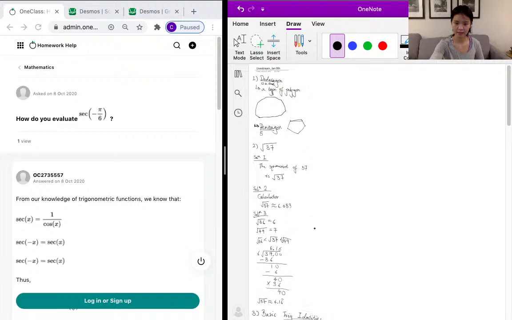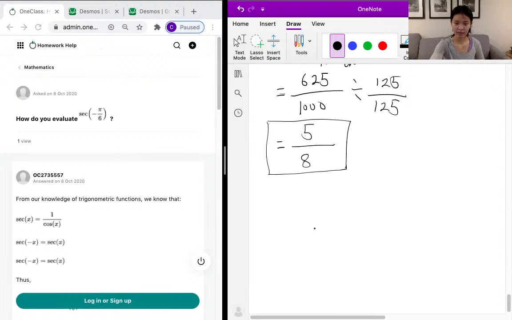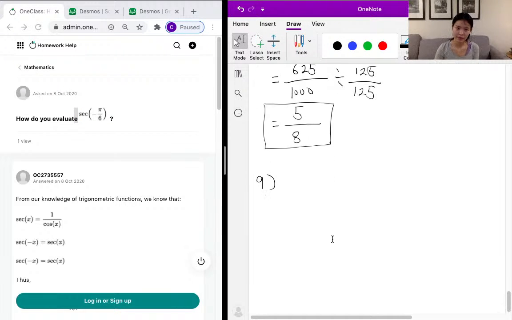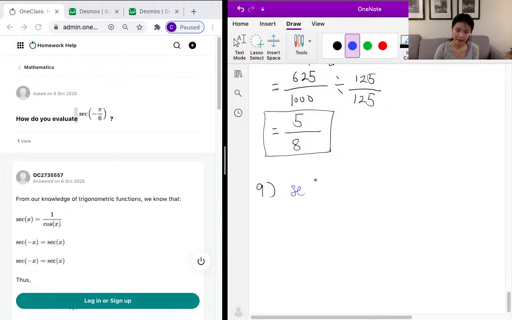Nice. Okay, our next problem is the secant of negative pi over 6. It's asking us for the exact value. Before starting, we need to know that the secant of an angle is 1 over the cosine of the angle. So in order to evaluate the secant of negative pi over 6, we need to find the cosine of negative pi over 6, and then we'll just reverse the order of it.